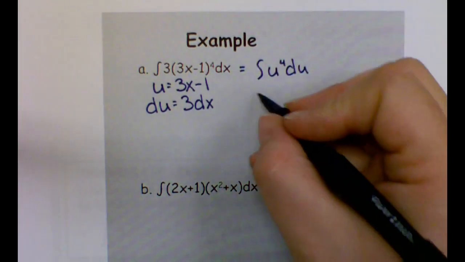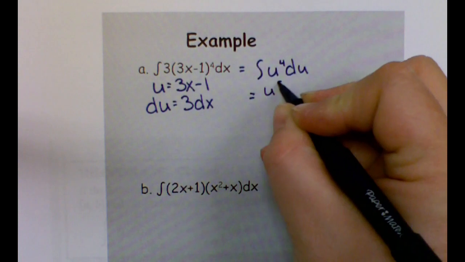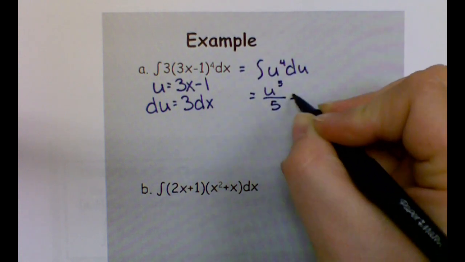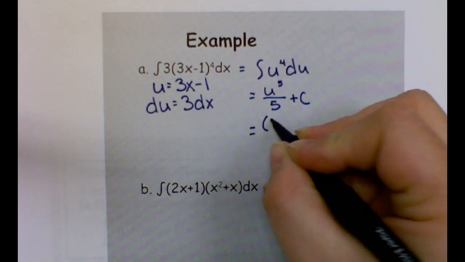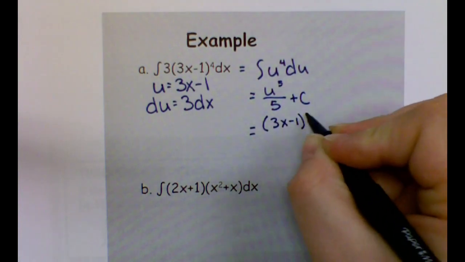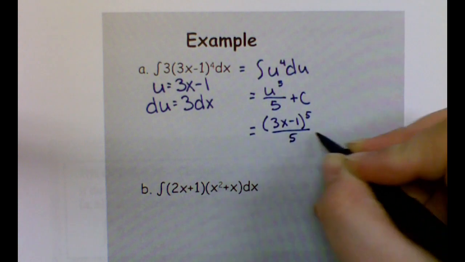Find our antiderivative in terms of u, which is u to the 5th power over 5 plus c. And then we substitute back in our x's. So (3x minus 1) to the 5th power over 5 plus c.